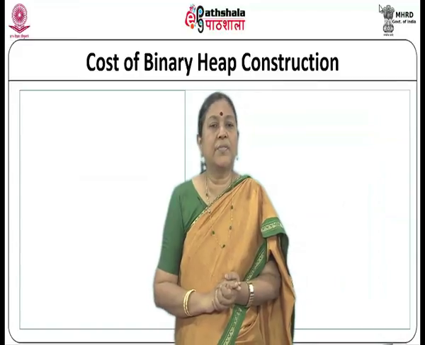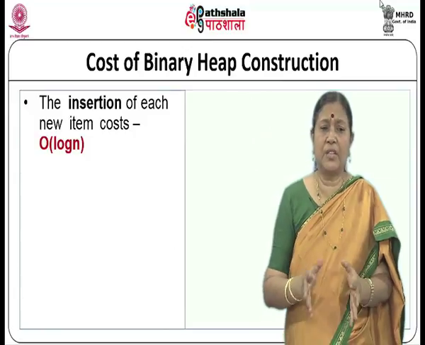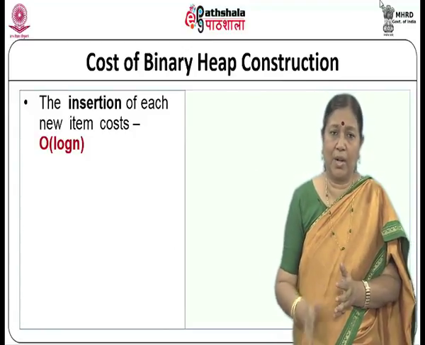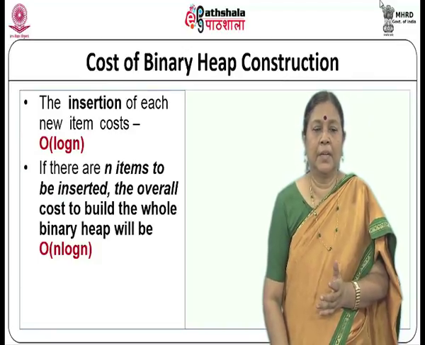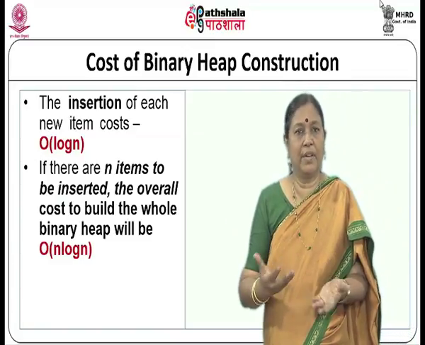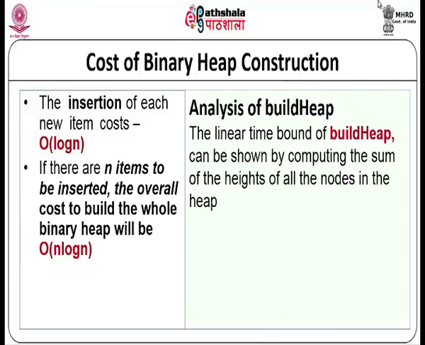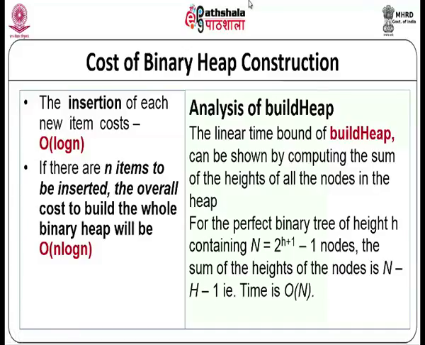So, what is the cost of this binary heap construction is the next question that we want to answer. The insertion of each new item costs approximately of the order of log n, so if there are n items to be inserted, the overall cost to build the whole heap will be of the order of n log n. The linear time bound of build heap can be shown by computing the sum of the heights of all the nodes in the heap. For a perfect binary tree of height h containing n equal to 2^(h+1) minus 1 nodes, that is completely full, the sum of the heights of the nodes is n minus h minus 1 and the time is of the order of n.